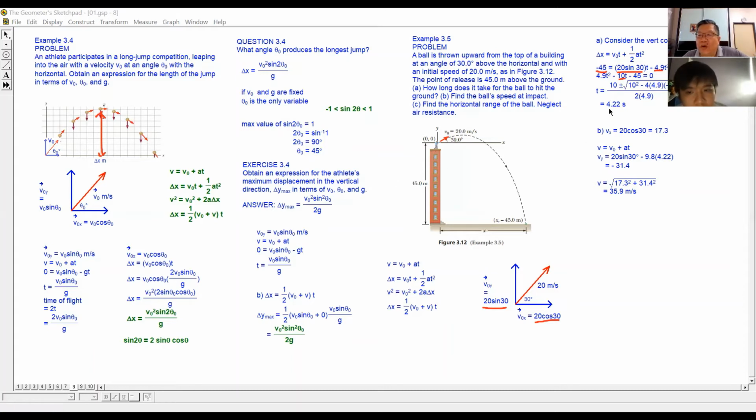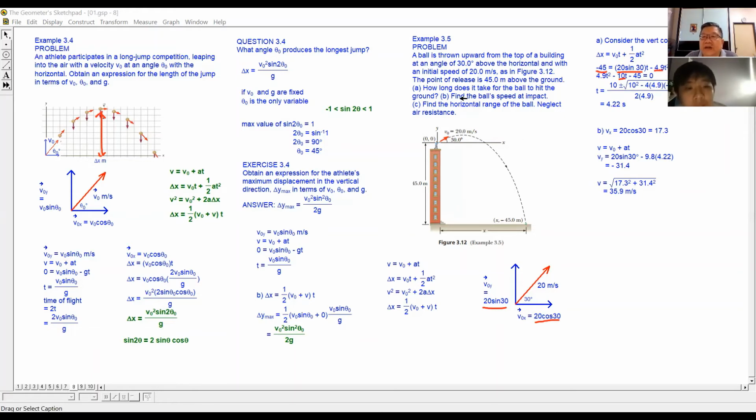So this 4.22 seconds is the time taken for it to go down until negative 45 meters. Why negative 45? Because this 45 is our starting point, so when you go downwards, it becomes negative 45. So the time taken is 4.22 seconds.